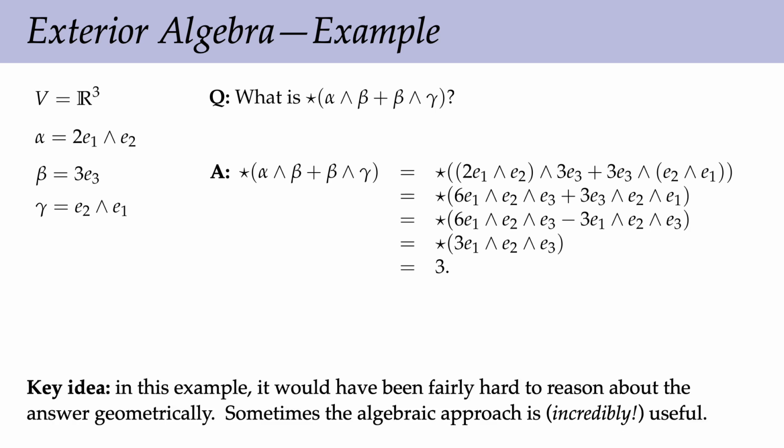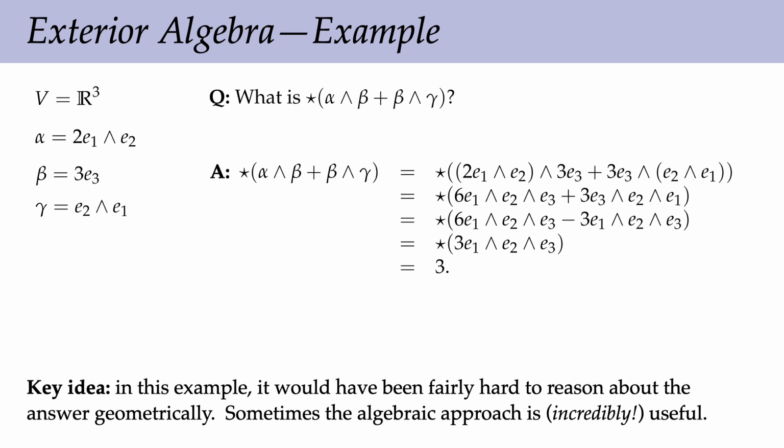Key idea here, by the way, is that in this example, it would have been pretty hard to reason about what's going on geometrically, right? I could have sat down and tried to draw pictures of these little 2 vectors and 1 vectors in R3 and these little volumes getting added together and so forth. I'm not sure it would have bought me much here. I really just wanted to carry out the calculation and get an answer. And so sometimes once you understand the motivation behind the rules, the algebraic approach is extremely useful for actually getting the job done.